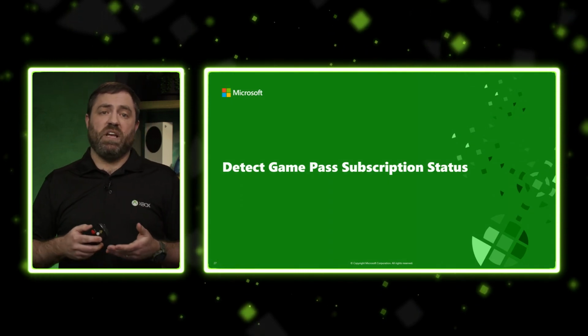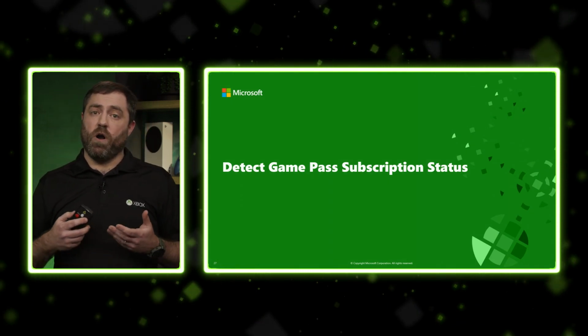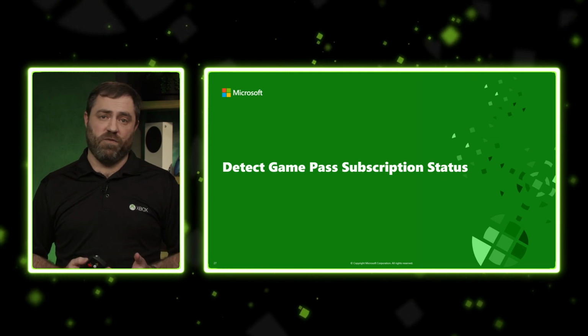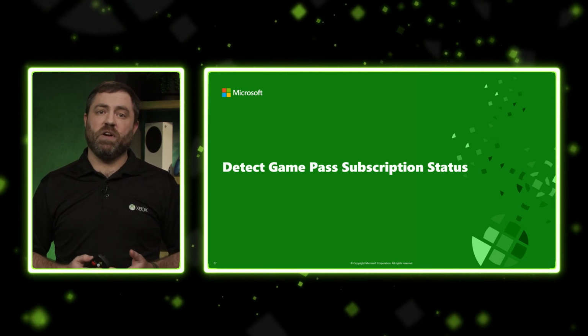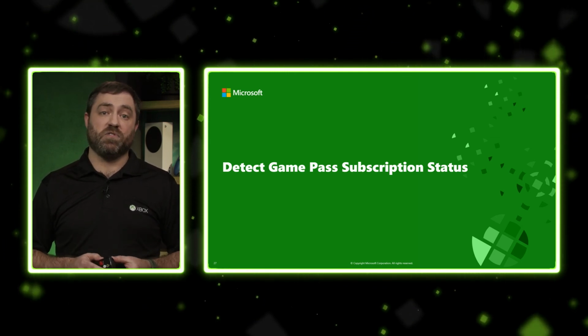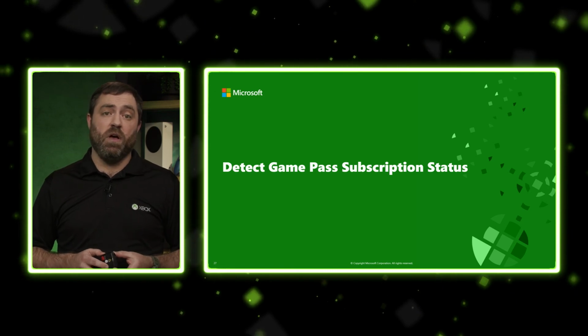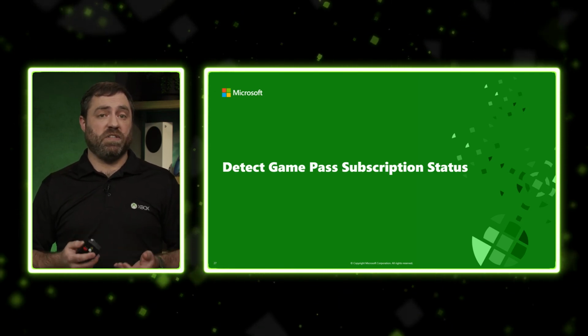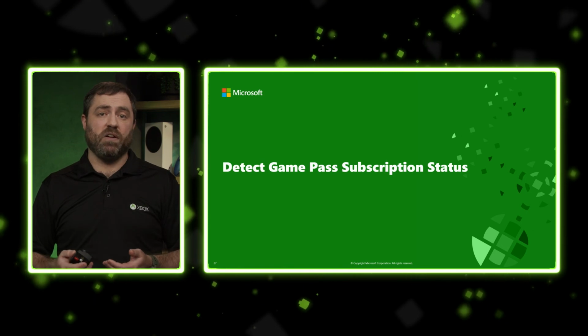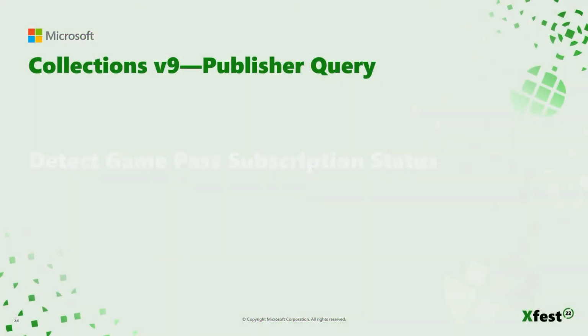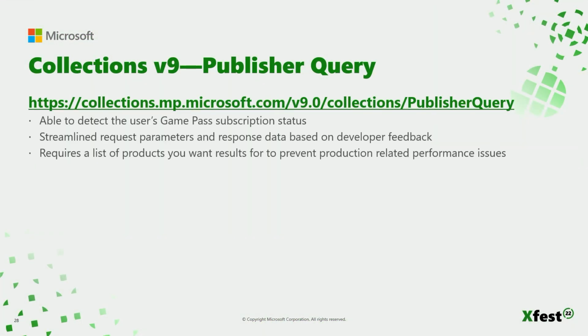As Game Pass has proven successful for our gaming partners and a great value for users, we have seen an increase in interest to verify a user's Game Pass subscription status, mostly in order to grant specific benefits within game titles to the Game Pass members. The latest version 9 Collections API, called Publisher Query, adds this as well as streamlined data based on developer feedback of the previous version 8 API.